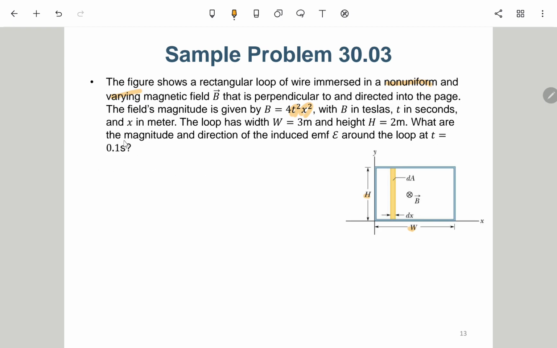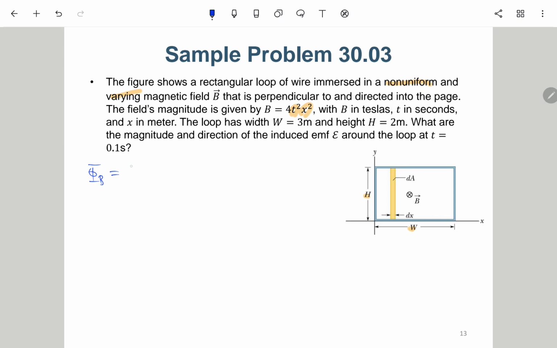Okay, 0.1 second. Which means that as much as this B field is time varying, in such a way the magnetic flux going through this loop is also time varying. So according to Faraday's law, it will generate an induced EMF or induced current. First of all, we would like to find what is the magnetic flux going through this loop.